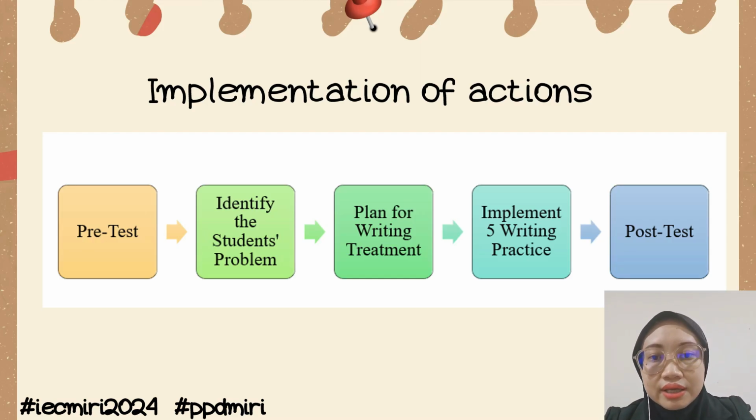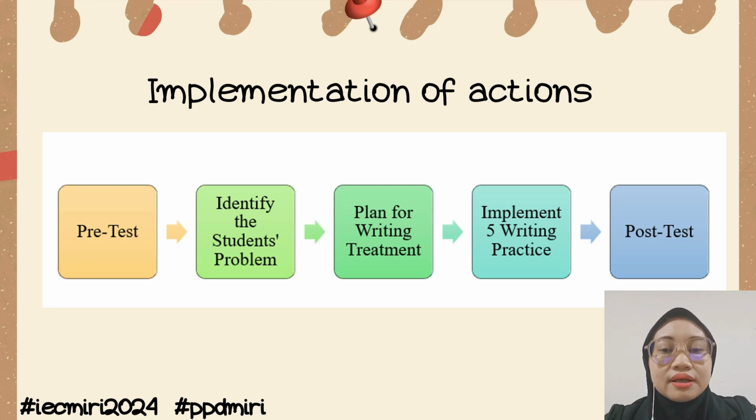The implementation of the actions for this study begins with a pre-test. And then the researcher identifies the student's problem. After that, the researcher plans for the treatment and then implements 5 writing practices to treat the problem. In the end, a post-test mark is acquired, and then a comparison is made to make sure whether there are differences, whether there is better performance after the treatment is done.